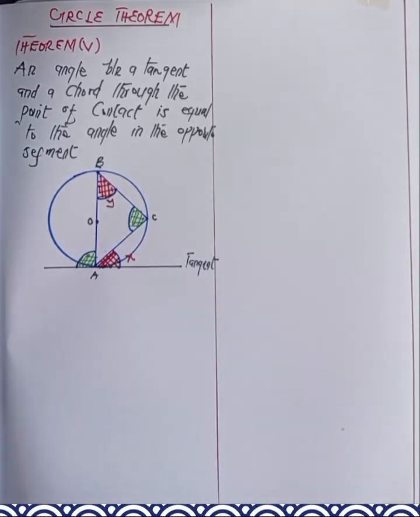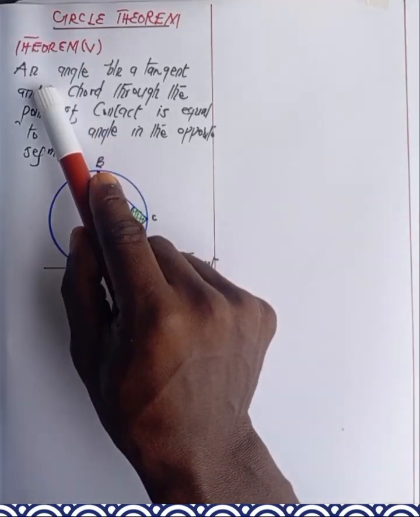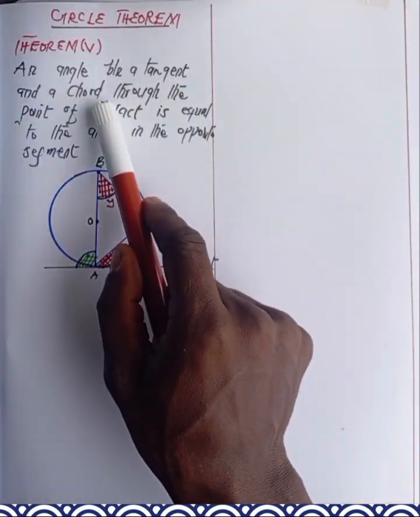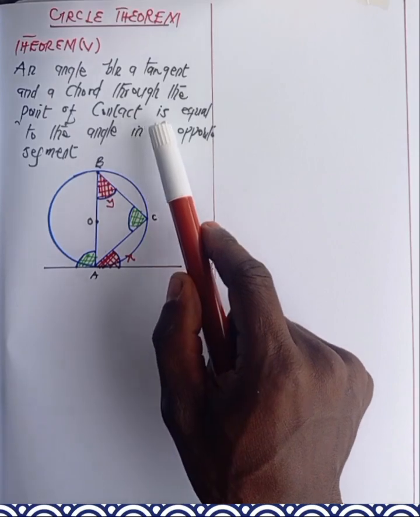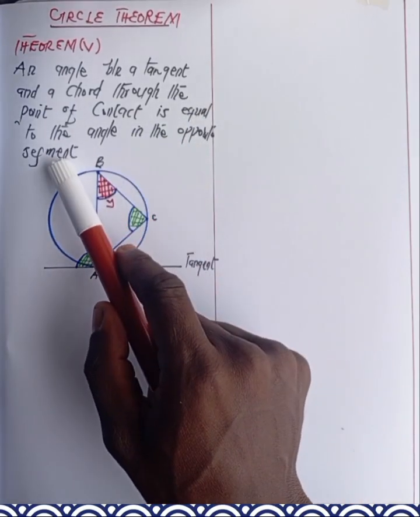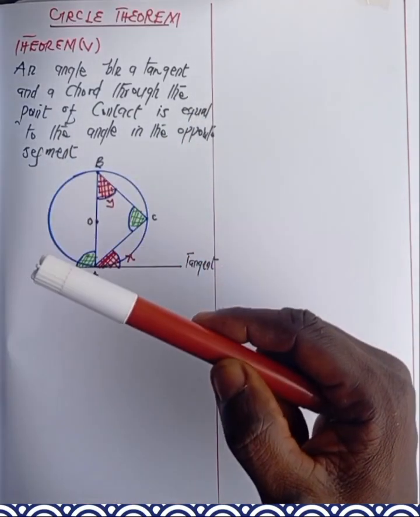My dear learners, we are still on circle theorems, and today we are looking at theorem 5, which is also known as the alternate segment theorem. Theorem 5 says that the angle between a tangent and a chord through the point of contact is equal to the angle in the opposite segment. This is what the theorem is saying.